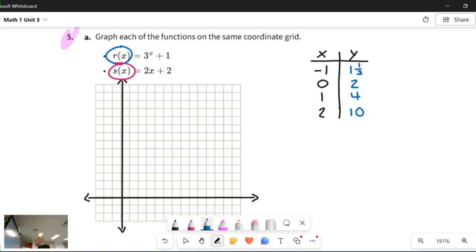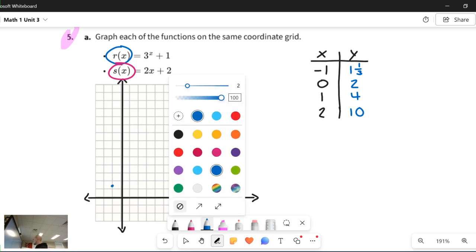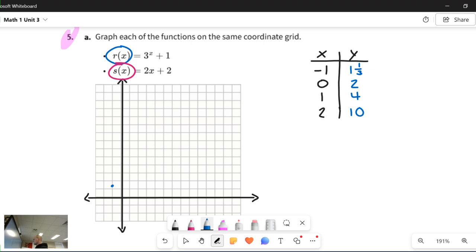So we go through and we want to graph this. We get -1 and 1/3. The ballpark's going to be there. 0, 2, great. 1, 4, 2, 5, 6, 7, 8, 9, 10, all the way up to there. So in this case, we're going to start seeing some exponential curve that ends up looking like that.